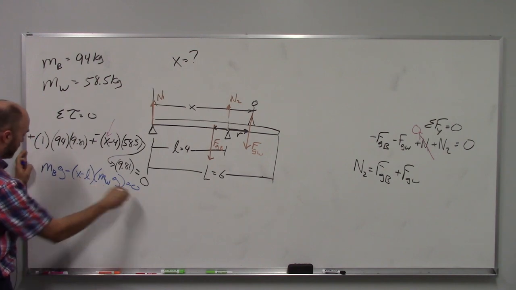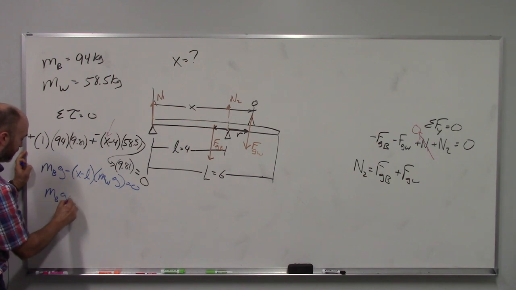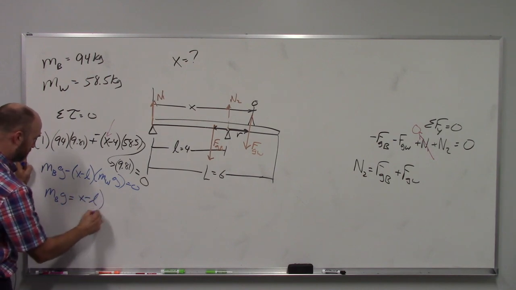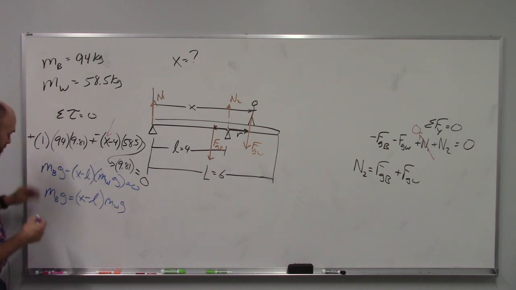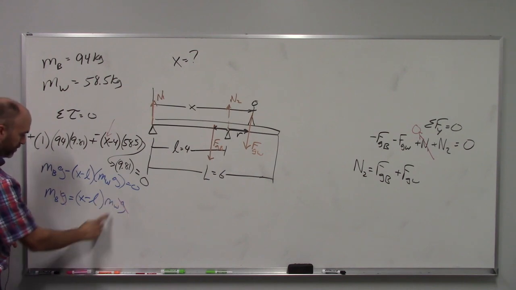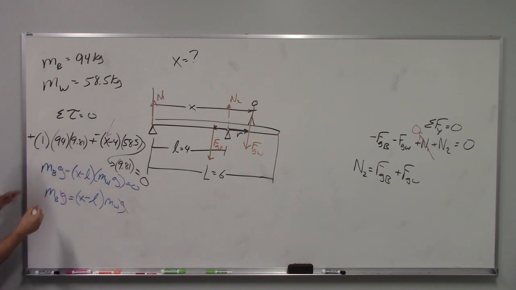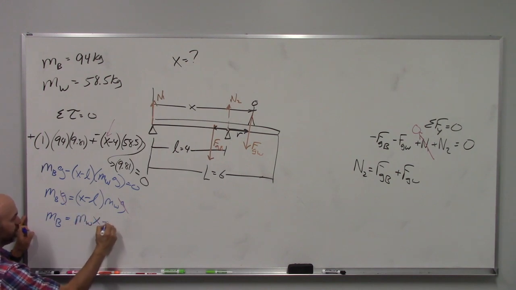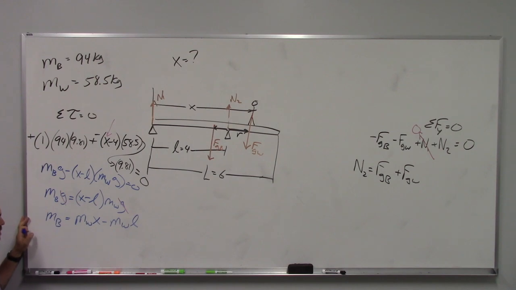I'm going to add all this to the other side. So I have mass of the beam times gravity equals x minus L times mass of the woman times gravity. Gravity will cancel out on both sides. I'll distribute this mass of woman in here and here. So we get mass of the beam is equal to mass of the woman times x minus mass of the woman times L. And now I'll add this back over. So we have mass of the beam plus mass of the woman times L equals mass of the woman times x. And then we'll divide both sides by mass of the woman.